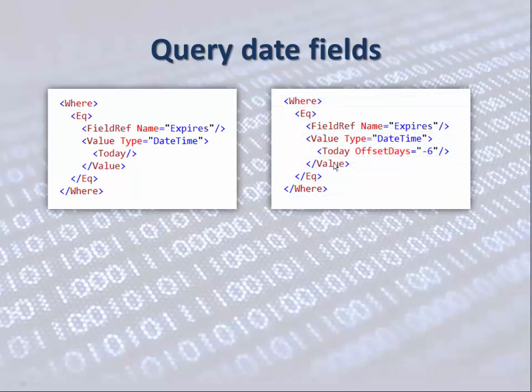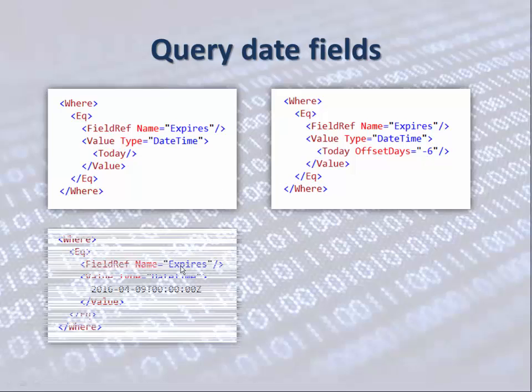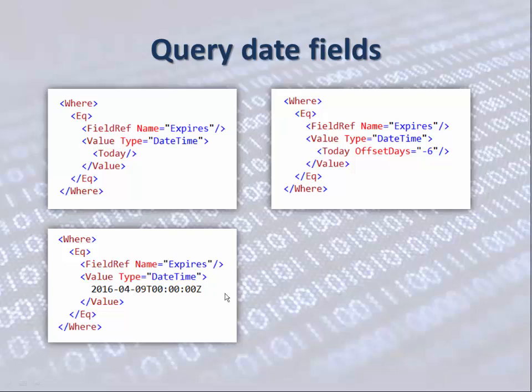Sometimes we are not exactly looking for today. Sometimes we have an offset. So basically we are looking for 6 days ago or plus four, which is 4 days from now. And the third option is we are looking to compare for a very exact date. In this case, we use the same type, DateTime, for the value, but the format is going to be year, month, day, capital T, and the time.